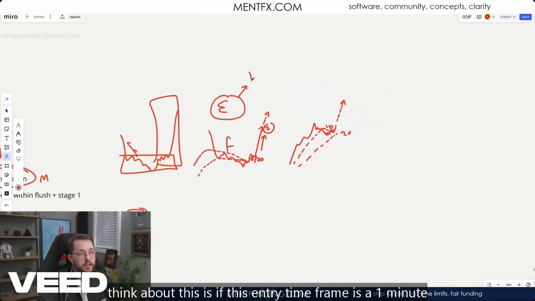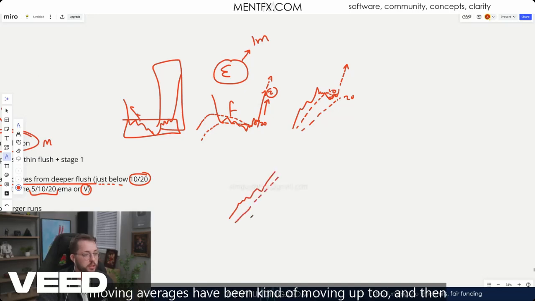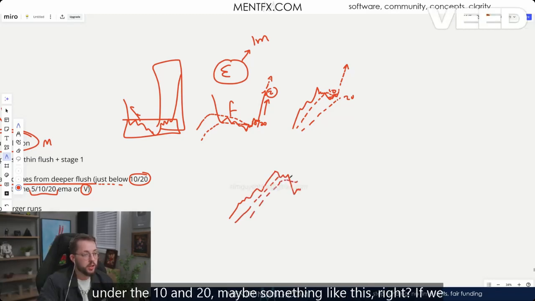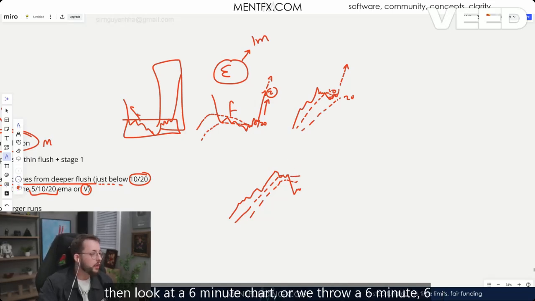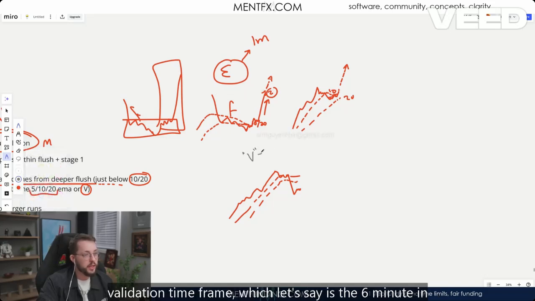So the way I want you to think about this is, if this entry time frame right here, let's assume, is a 1 minute chart, and the 1 minute chart has been doing something like this, maybe moving up, maybe all the moving averages have been moving up too, and then maybe it flushes out for a bigger stage, and it's under the 10 and 20, maybe something like this, right? If we then look at a 6-minute chart, or throw 6-minute moving averages on top, then we're considering the validation time frame, which let's say is the 6-minute in this case. So we're just multiplying this by 6.